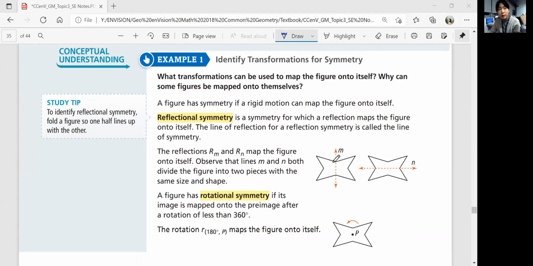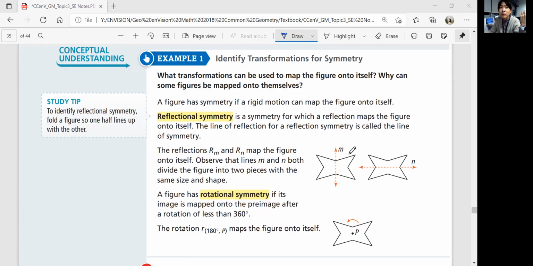Let's look at example 1. Identify transformations for symmetry. What transformations can be used to map the figure onto itself? Why can some figures be mapped onto themselves? So we're going to define symmetry. A figure has symmetry if a rigid motion can map the figure onto itself. That is your first definition.